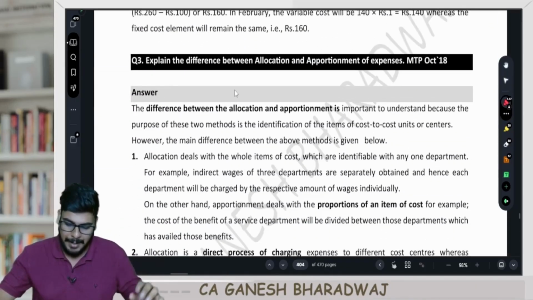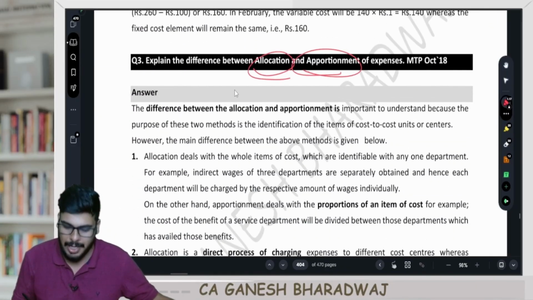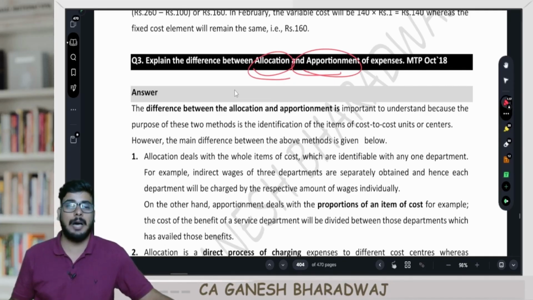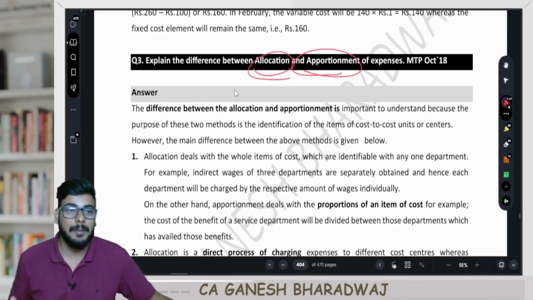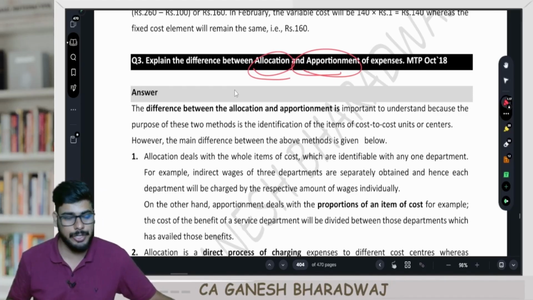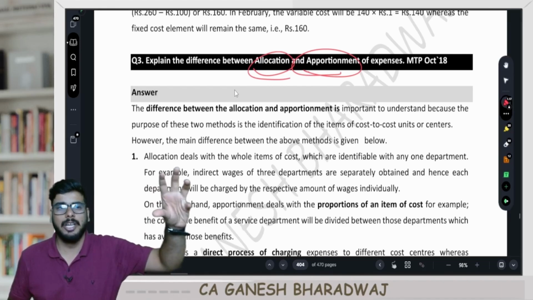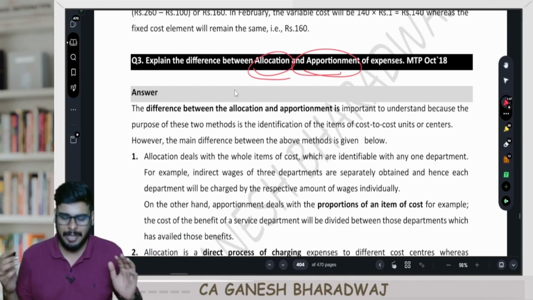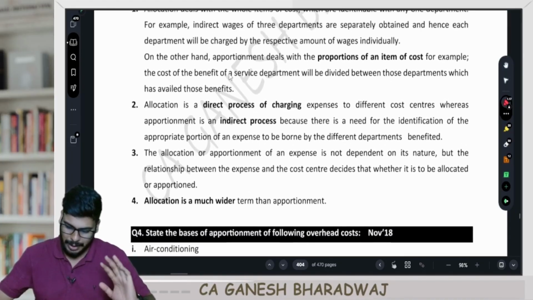Clear with this? Then, explain the difference between allocation and apportionment. In allocation, the figures are readily available department wise, whereas in apportionment, you should use a reasonable base. That is, benefit derived ratios, you need to use. So for example, your factory rent on the basis of the area covered, you just need to do. So that is what they have given here.